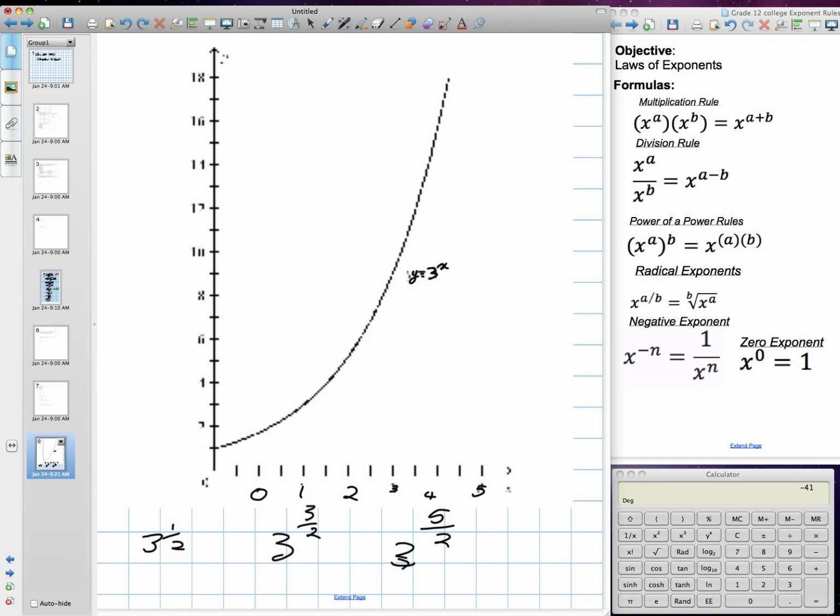Okay, question 12b from your test asks you to estimate, okay, that was a key word here.